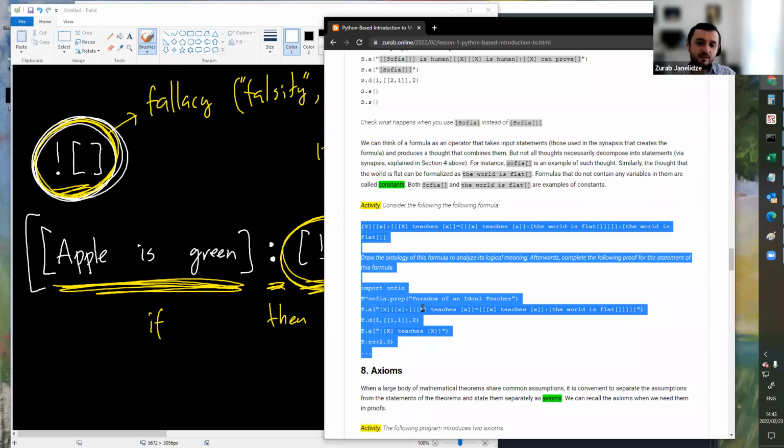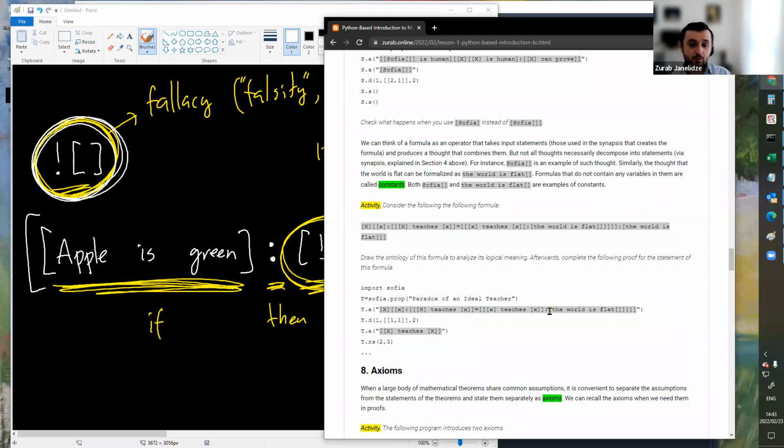But it turns out that for Russell's paradox, we can formalize this idea without necessarily using falsity. But we could, so instead of falsity explicitly, we use this statement, the world is flat, as an example of an absurd statement.